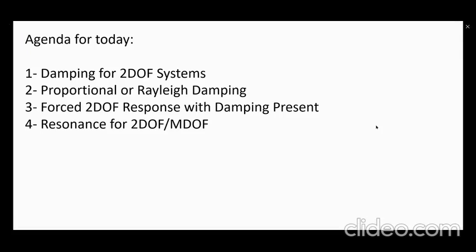The first topic is how to incorporate damping for a 2-degree of freedom system, and in general MDOF. And there are going to be 2 approaches. One of them is called modal damping, and the second one is called proportional or Rayleigh damping. Once we do that, we're going to go back to the forced response of a multi-degree of freedom system when there is damping involved. And finally we talked about the issue of resonance for a 2-degree of freedom system.